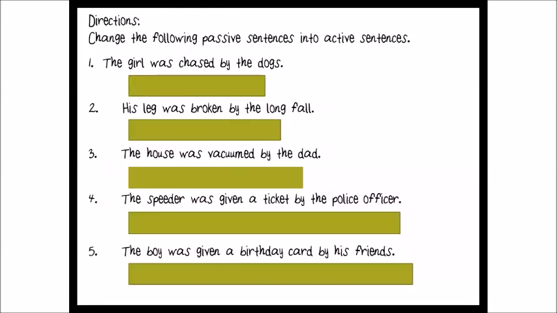Okay, so this time we're going to change these passive sentences back into active sentences. So, the girl was chased by the dogs. Well, we know that's passive because we can replace the dogs with by zombies. The girl was chased by zombies. Okay, so we know it's definitely passive. So let's make it back into an active sentence, so how we normally would speak. See if you can have a go.